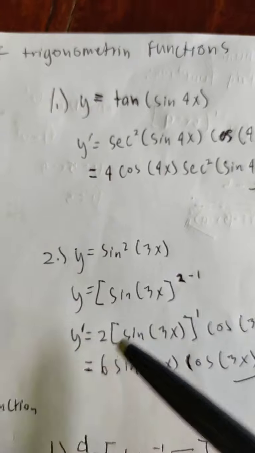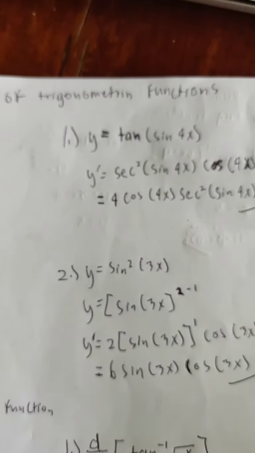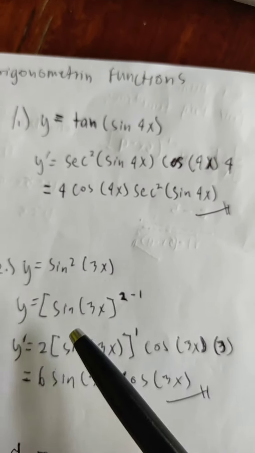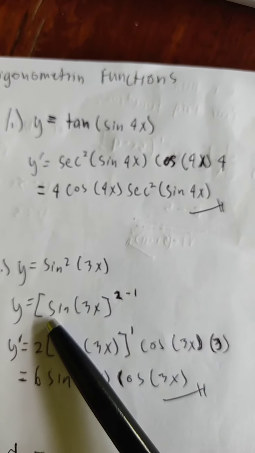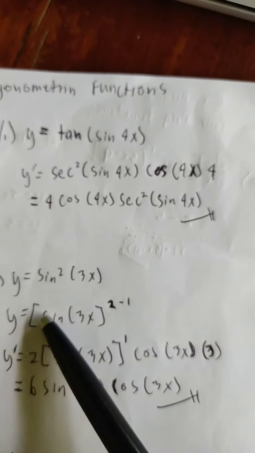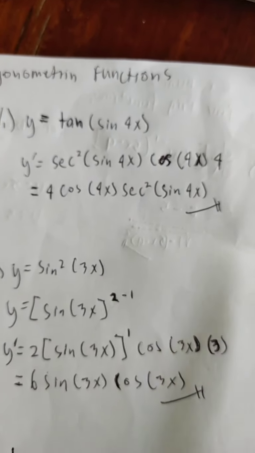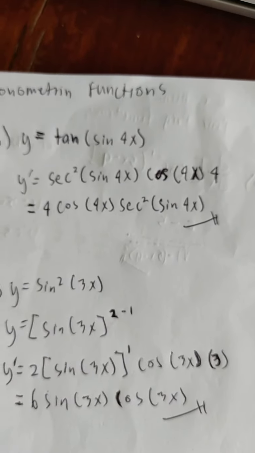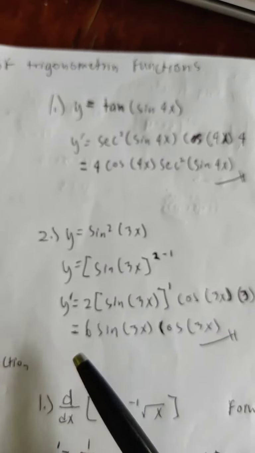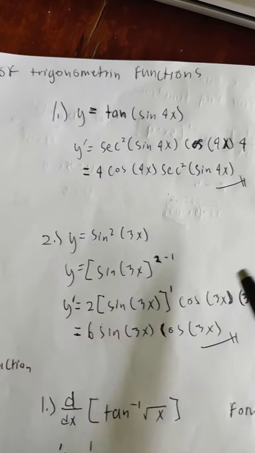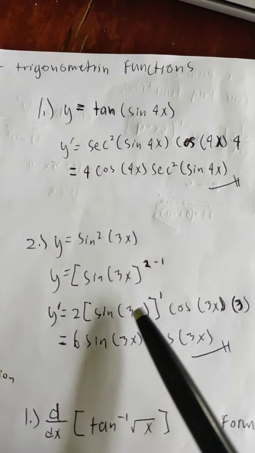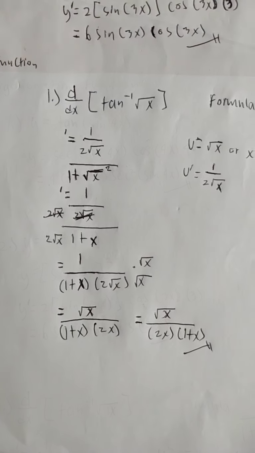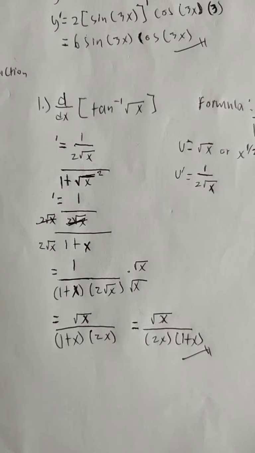So that would be 2 sine 3x raised to exponent 1, and the derivative of sine would be cosine. The angle for sine would be 3x, and the derivative of 3x would be 3. So simplifying all of this, multiply 2 and 3, that would be 6 sine 3x cosine 3x.